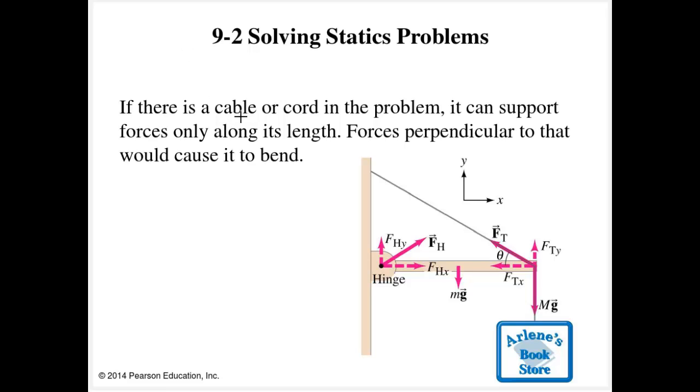One thing to keep in mind is if there's a cable or cord, it can only support forces along its length, and forces perpendicular to that are going to cause it to bend. So here we have a sign that is being supported by a cord, so we're going to have a force only along the direction of that cord, and a hinge and a beam. Notice that the sign has got some weight, the beam has got some weight.